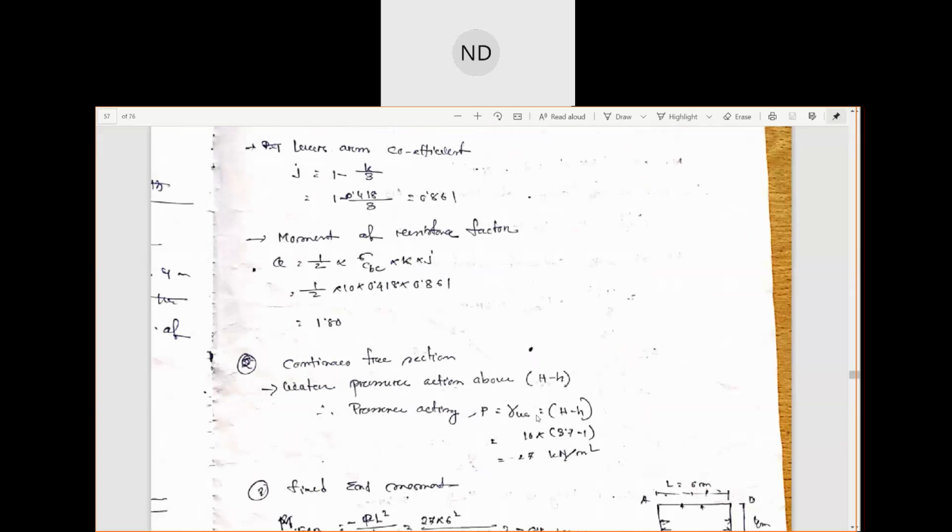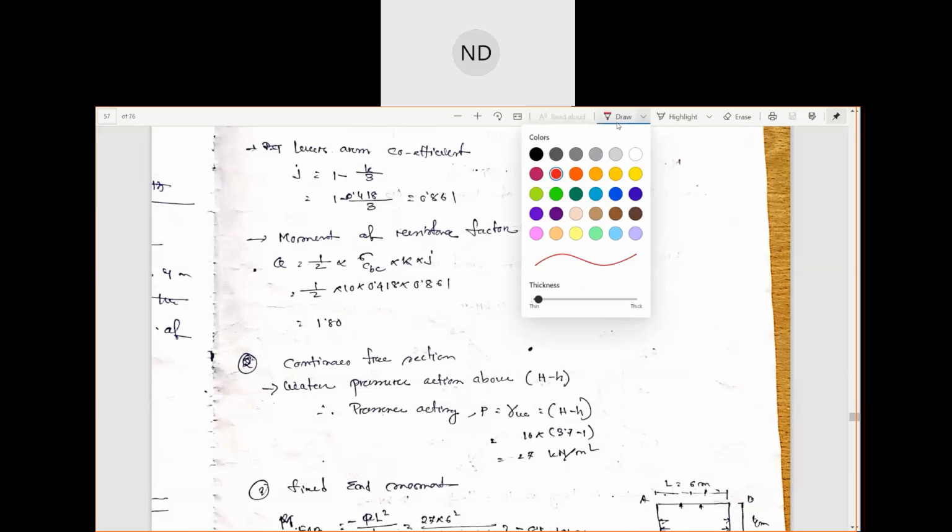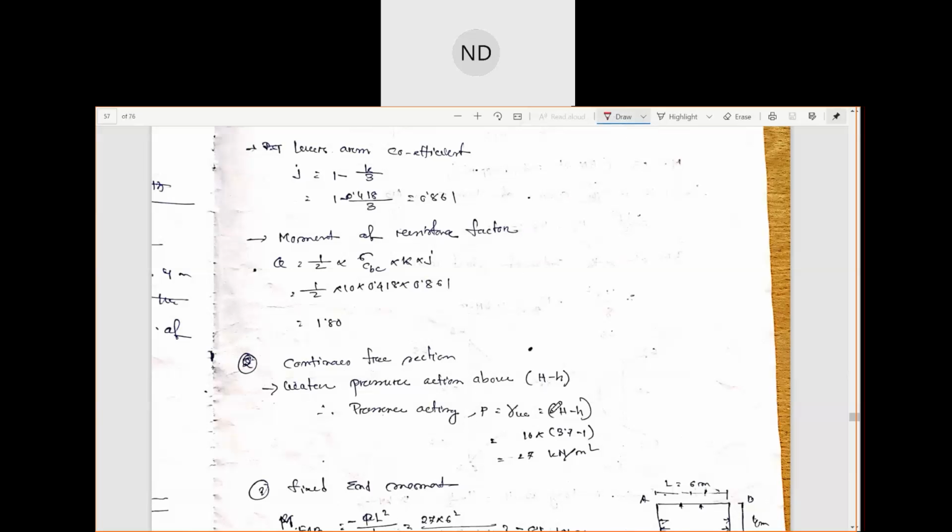Neutral axis coefficient we have done. We have calculated the water pressure which is acting on the top portion, which is gamma W into H, and H was capital H minus small h. We have got the pressure to be 27 kilonewton per meter square. Now we had to do the fixed end moments, right?